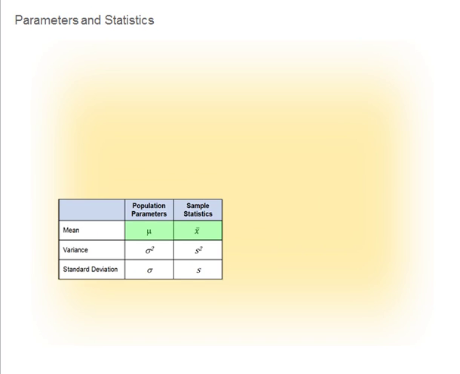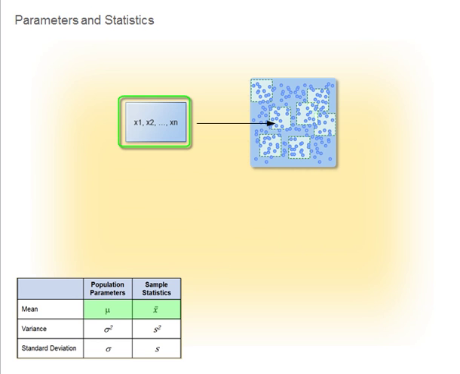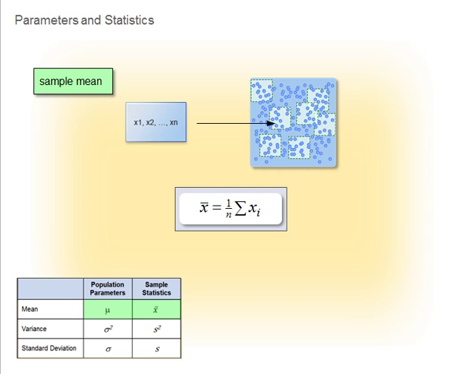Suppose, for example, that you have a sample X1, X2, and so on through Xn from some population. You can calculate the mean for that sample using the formula shown here.